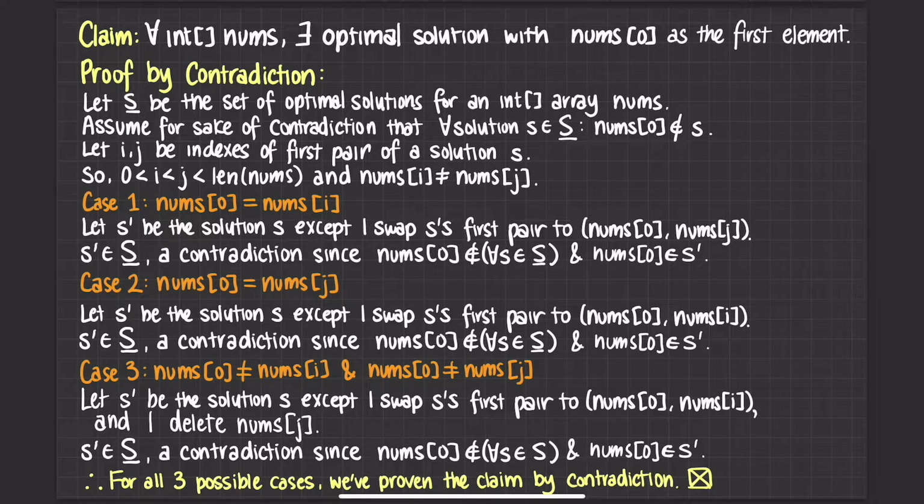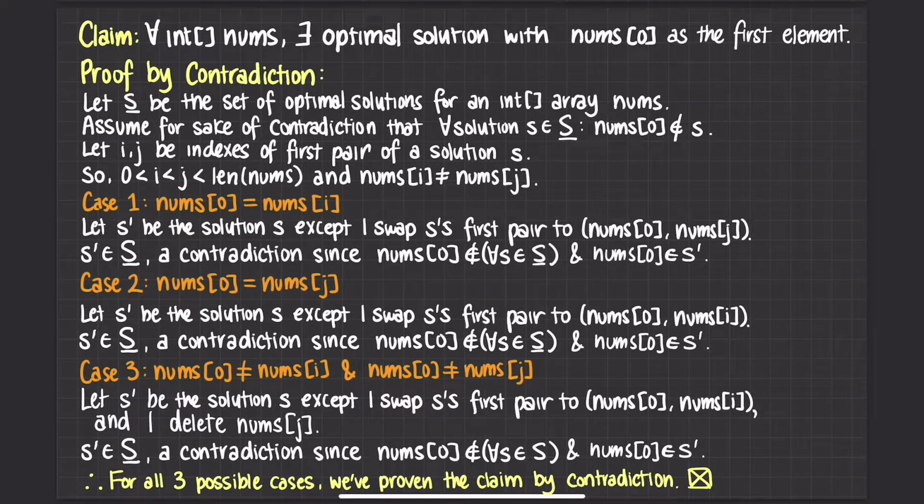So let's denote i and j to be the indices of the first pair of some solution S, any solution S. So what this means is there will be three cases, right? So we have some solution S here, and then we have some array that solution S has that holds even numbers with pairs that satisfy S. And the first pair is going to be nums i, nums j. And there could be more or none afterwards. So the first case is that nums 0 is equal to nums i.